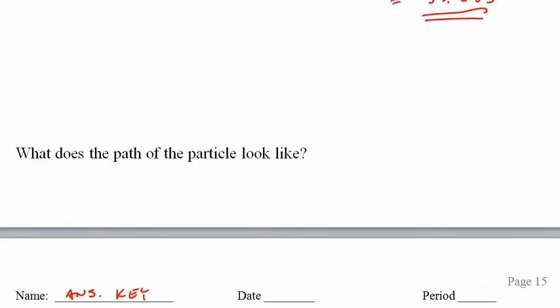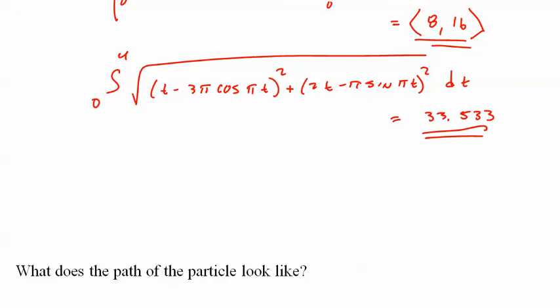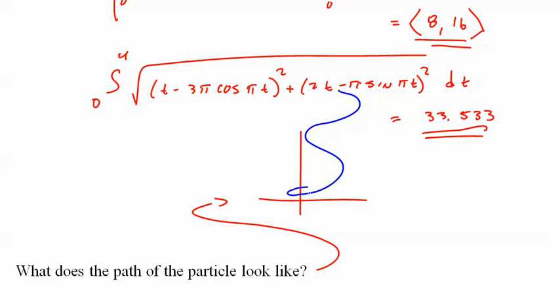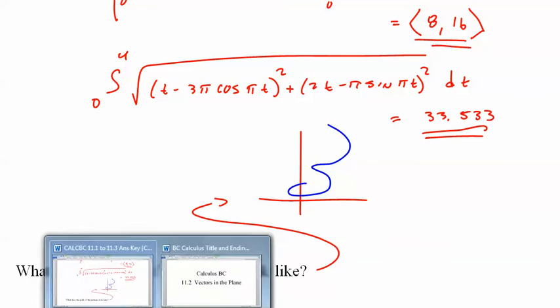What's the path of the particle look like? It's absolutely bizarre. It actually came really close to looking like what I just drew. It starts here, goes backwards, then it loops. And we could graph this on our graphing calculator if we wanted to see what it looked like. That's a fantastic amount of material. Make sure you put the time in for all your homework. And as always, happy mathing.